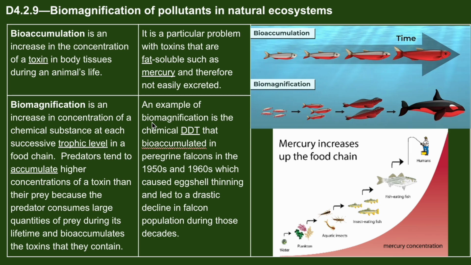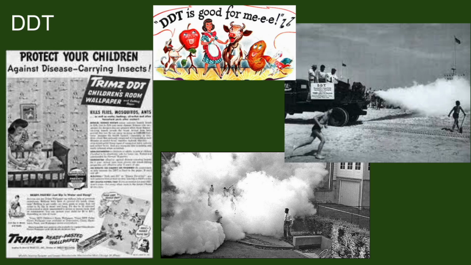An example of biomagnification is the chemical DDT that bioaccumulated in peregrine falcons in the 50s and 60s, which caused eggshell thinning and led to a drastic decline in the falcon population during these decades. So DDT was originally sprayed. We didn't realize how bad it was for the kids that used to like run behind the DDT trucks.